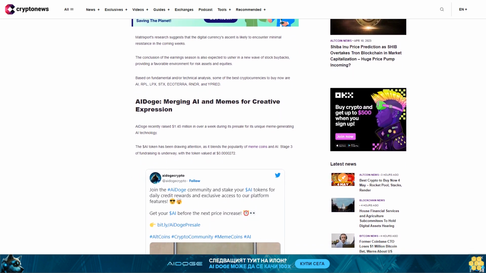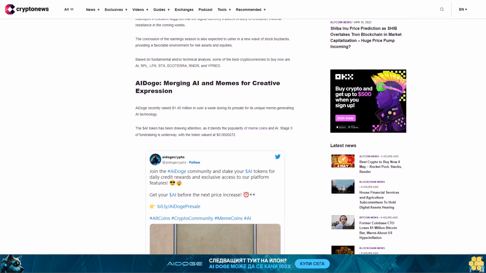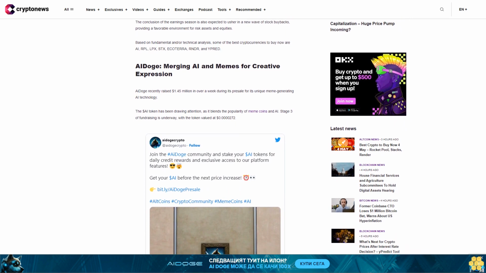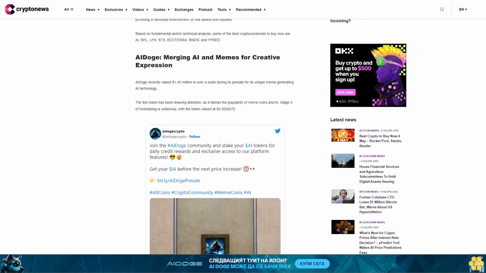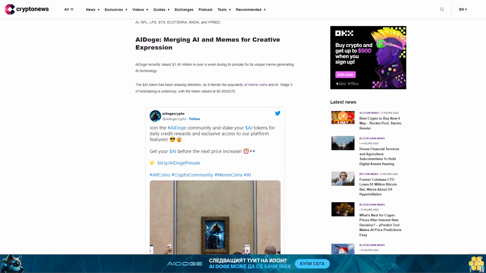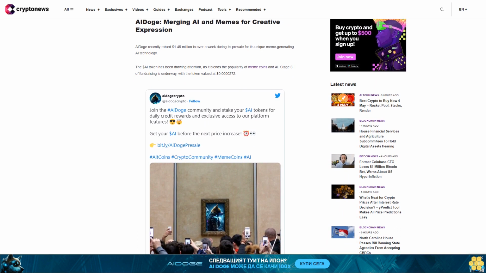AI Doge employs AI generative image technology akin to DALL-E and Midjourney. The platform is training a large language model (LLM) using vast datasets of memes and crypto news. This enables high quality and current meme generation based on user text prompts. The AI will continuously improve as it receives and learns from more prompts, eventually predicting and generating memes likely to go viral.